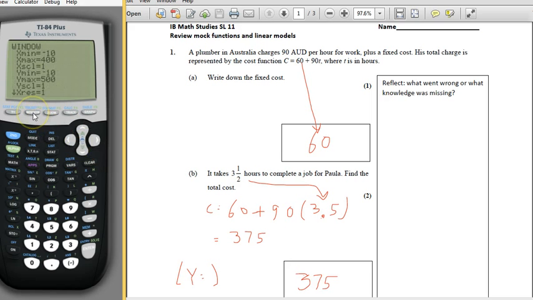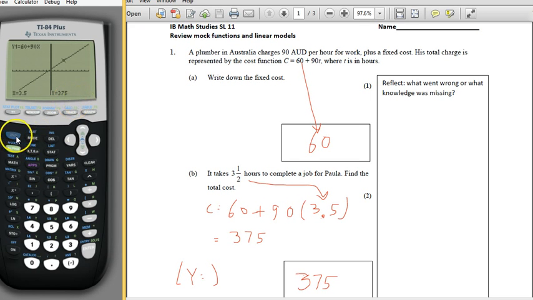Actually, let's fix the window size because the window size looks very huge. So instead of X max 400, we're going to put 10. And then we're going to do zoom fit. Always start with zoom fit. And then we're going to graph. Okay, that's better. There's a couple ways we could find the 375 here. One way is to do a trace and type in 3.5. We ask, what is the value of y when x is 3.5? So we do trace 3.5, enter. And then it'll go right to the point, and the y value is 375.